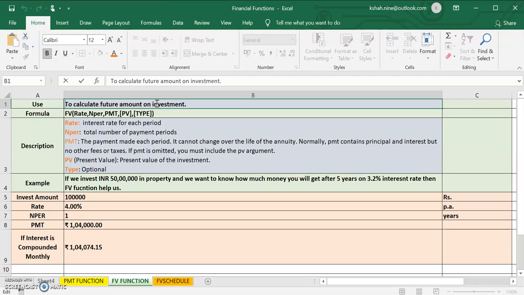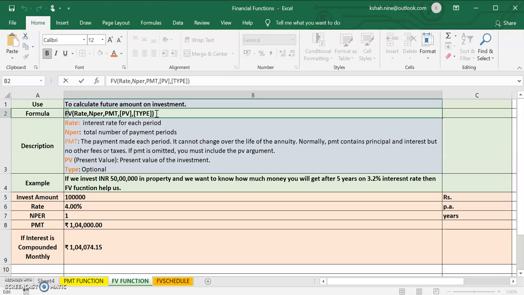FV function is basically used to calculate future amount on your investment. So suppose you have invested some amount at a particular interest rate and for some fixed time period. In that case, if you want to know what will be your final amount after that certain time period, here is the function which you can use.